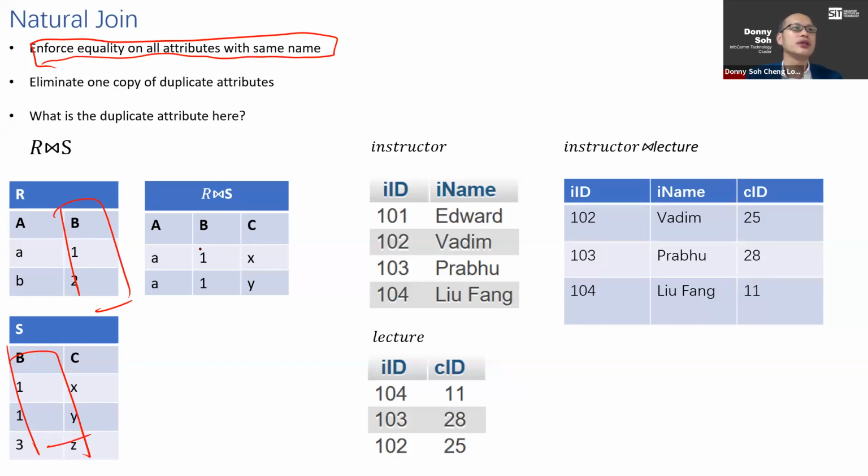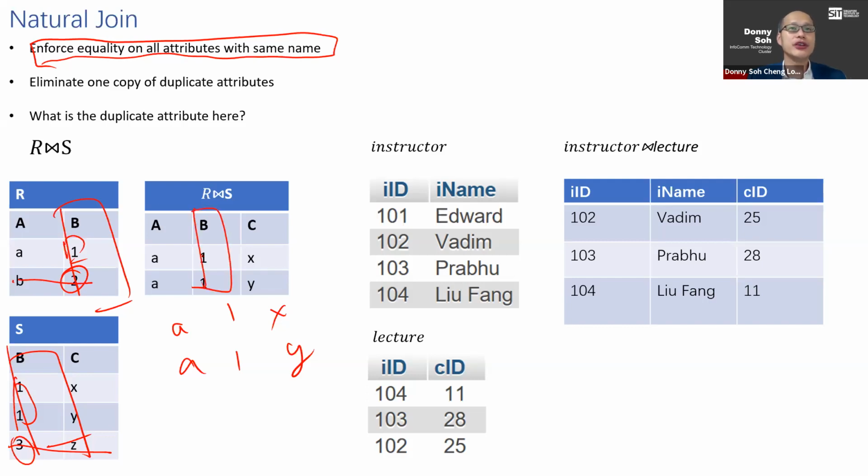So then when I join it together, I will have A1 with X, and A1 with Y. Notice in this scenario, this gets eliminated because there is no corresponding 2 value, and this gets eliminated because there's no corresponding 3 value. Okay, so this is that of a natural join. The duplicate attribute here will be attribute B.